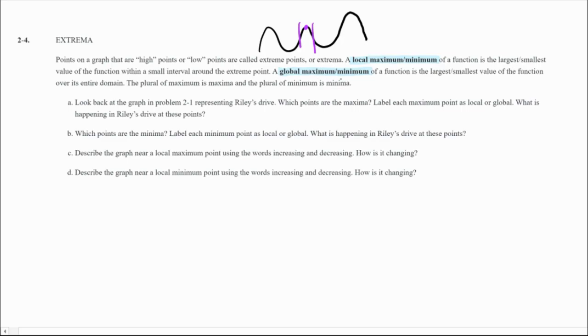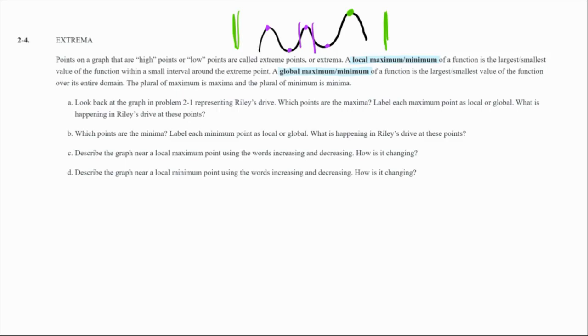Now, a global maximum or minimum of a function is the largest or smallest value of the function over the entire domain, meaning if I was looking at the whole thing from negative infinity to positive infinity at this graph, the global maximum is the highest point over the whole thing. So there can be many local maximums or minimums, but there's only usually one global maximum if we look at the y values, or minimum. The plural of maximum is maxima and the plural of minimum is minima.